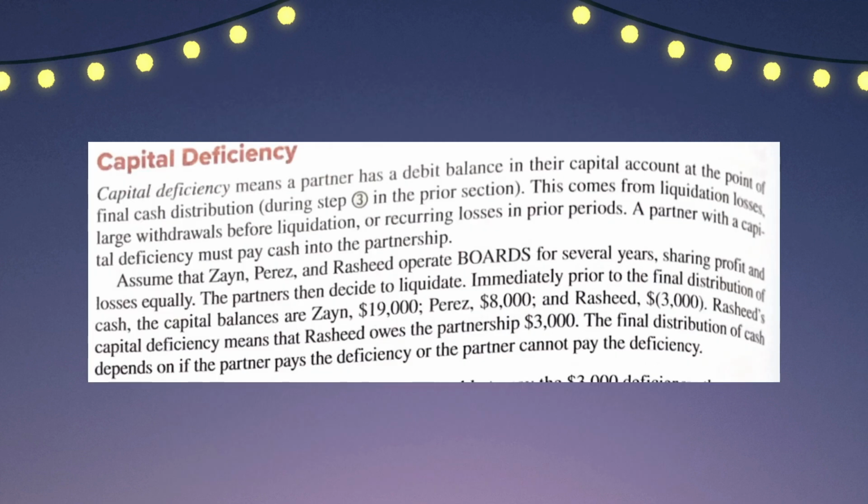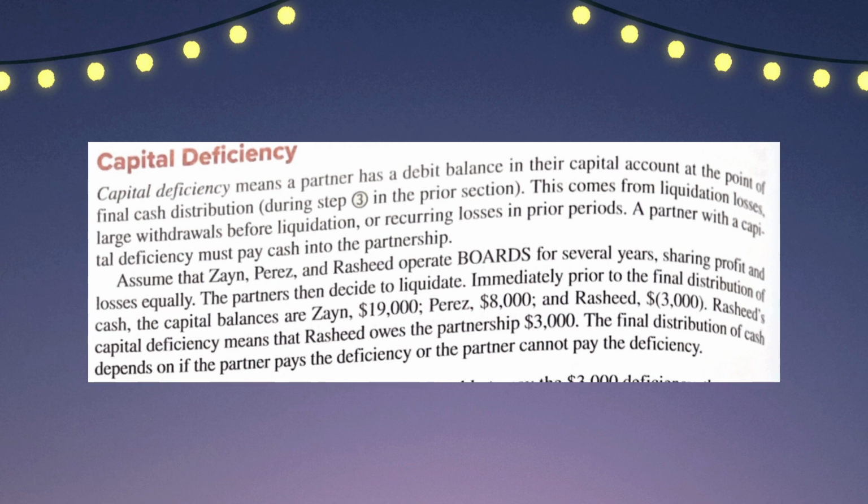Capital deficiency. Capital deficiency means a partner has a debit balance in their capital account at the point of final cash distribution, during step 3 in the prior section. This comes from liquidation losses, large withdrawals before liquidation, or recurring losses in prior periods. A partner with a capital deficiency must pay cash into the partnership.